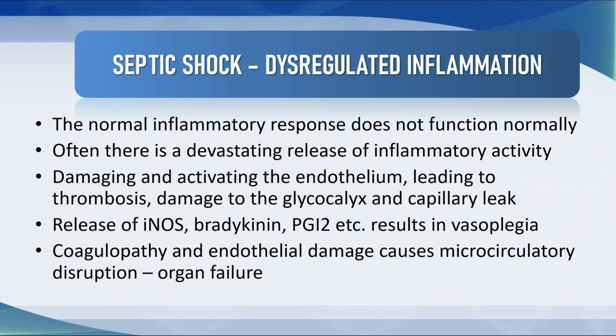Often there is devastating release of inflammatory activity, damaging and activating the endothelium, leading to thrombosis and damage to the glycocalyx with capillary leak syndrome. There is the release of inducible nitric oxide synthetase, bradykinin, prostacyclin, and various other things that cause vasoplegia. Vasoplegia means pathological vasodilatation. There's coagulopathy and endothelial damage causing microcirculatory disruption and organ failure.